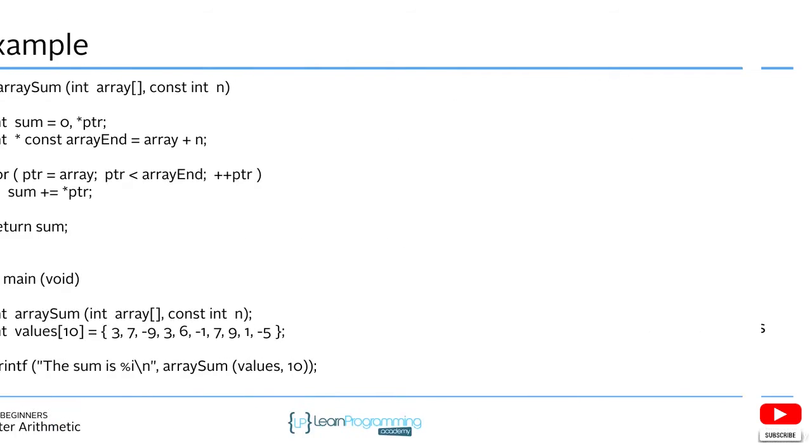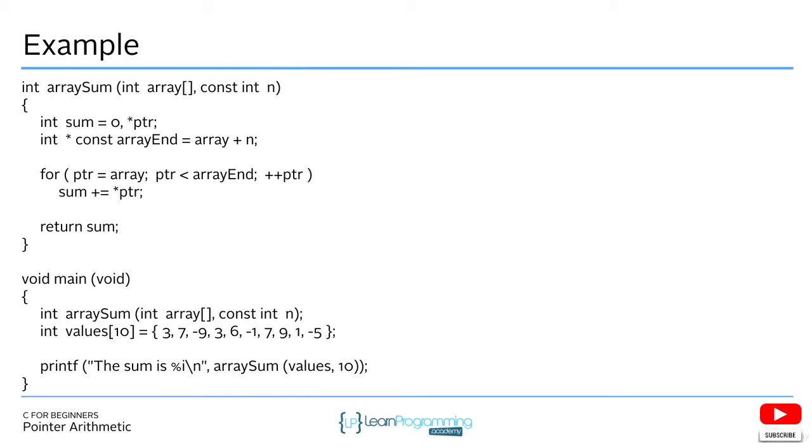Another example here where we're actually going to sum all the elements in an array. You see that we have an array sum function, and the function takes an array, and it also takes a constant integer as parameters. Inside the function, we're going to create an integer sum and initialize it to 0, and we're going to create a pointer of type int. We're also going to create a pointer that's constant. So what that means is you can't change the address of it. It's always going to be array plus n, and it's going to be named array end.